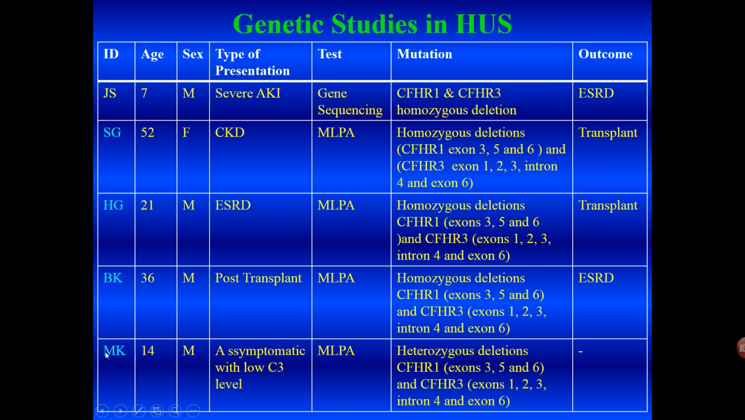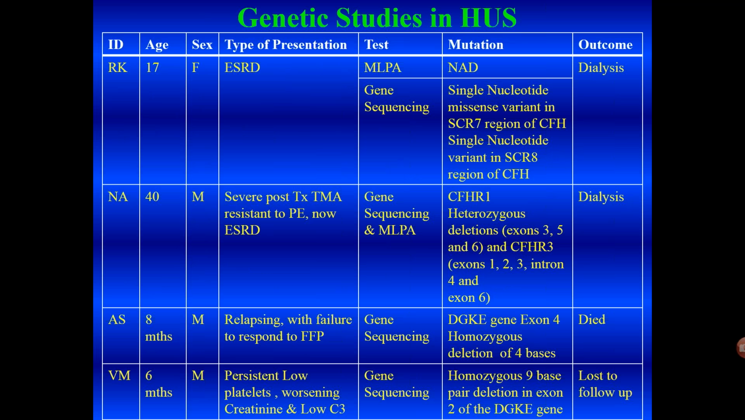Now, the index patient's son, who was 14 years old and totally asymptomatic, also had low C3 levels, and what we found was a heterozygous deletion in this patient. So we're keeping a watch on that.